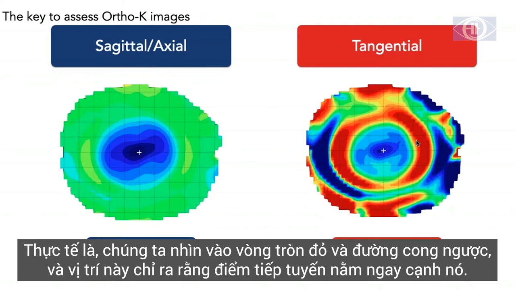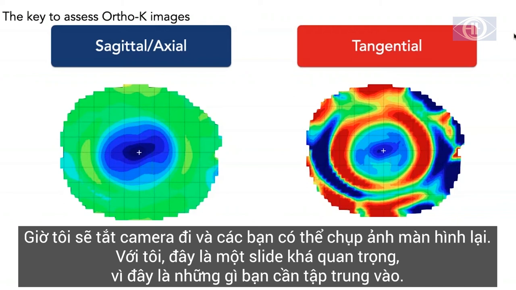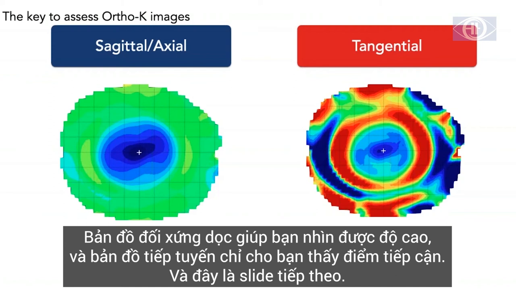In fact, we are looking at the red circle, and that is a representation of the reverse curve. But the location of it tells us where the point of touch is. The point of touch is next to it. So this is what we're actually doing when we're looking at topo maps. And I will shut down my camera so you can make a print screen of this as well, without my face on the screen. To me, this is quite an important slide, because this is where you focus. In the sagittal map, you're looking for the height, and in the tangential map, you're looking for the point of touch.